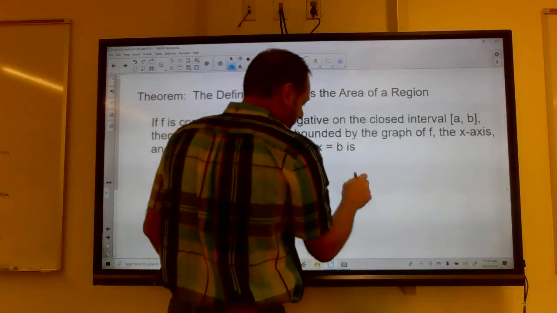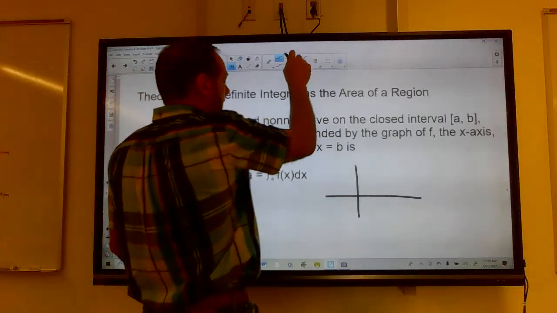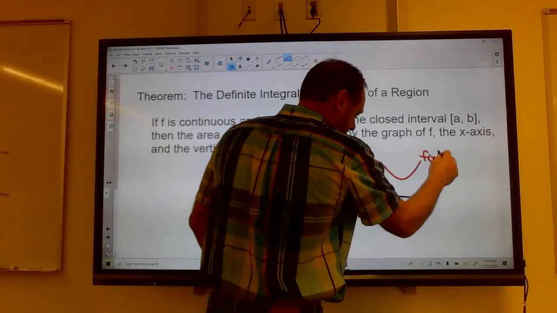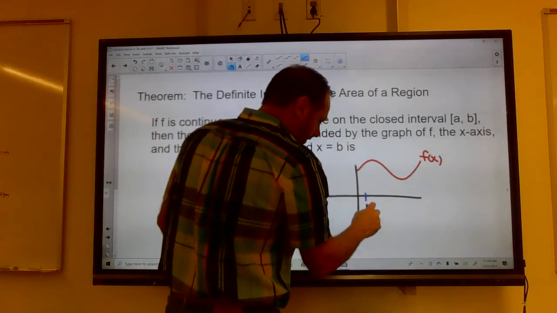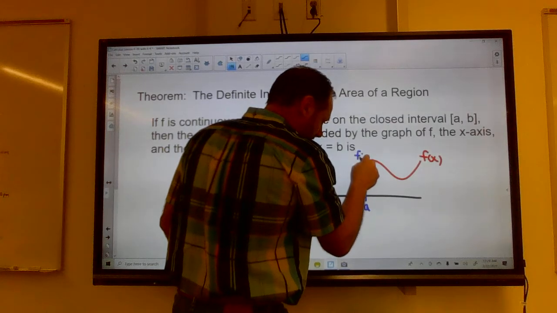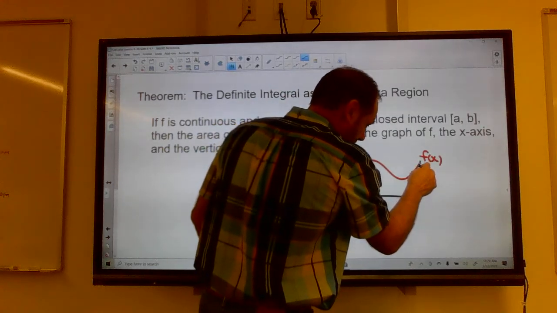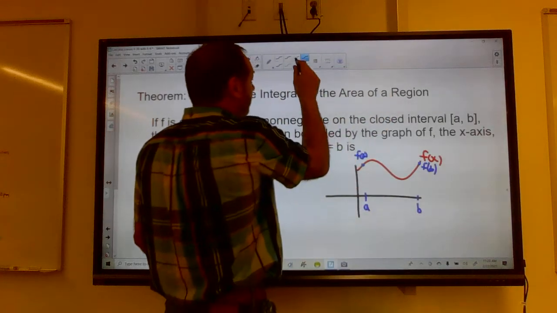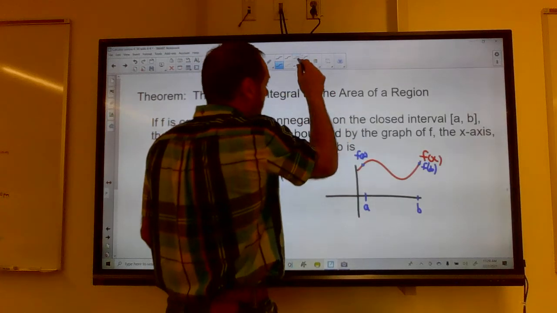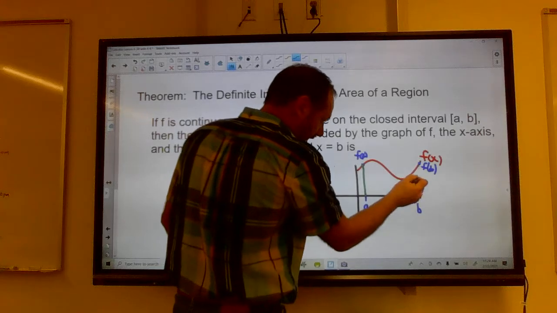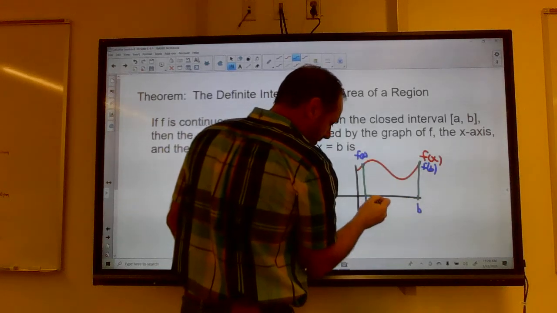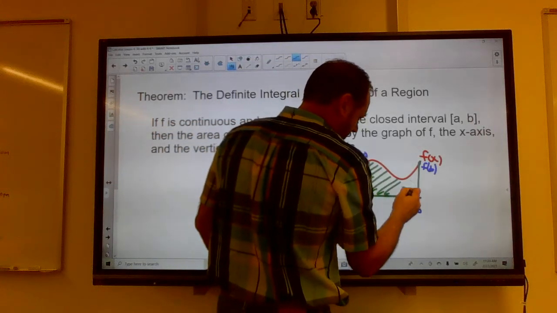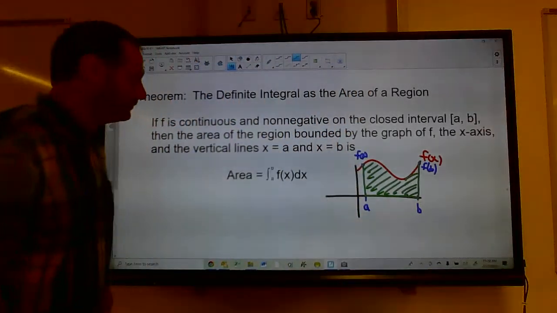Just to have a picture, here's my f of x, something like this. Here's a, this would be f of a, and here's f of b, and here's b. Then what I'm finding is the area between a and b, above the x-axis and under the curve. So I'm finding this area right there.